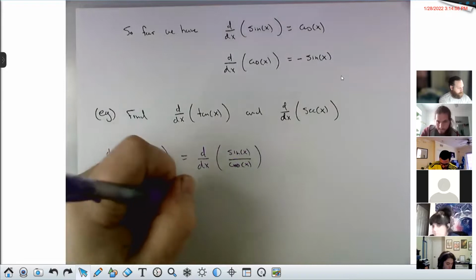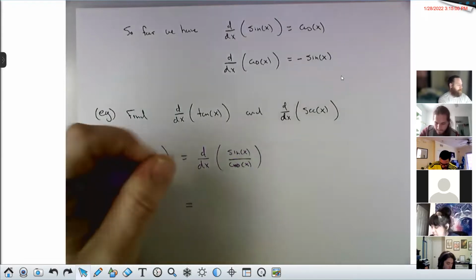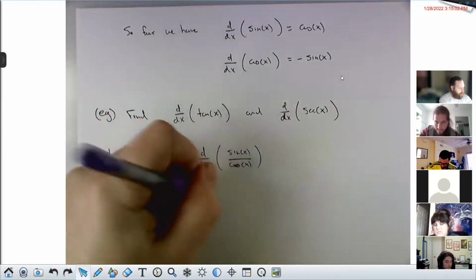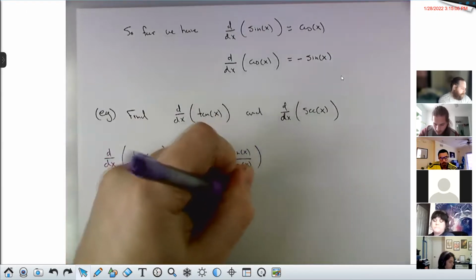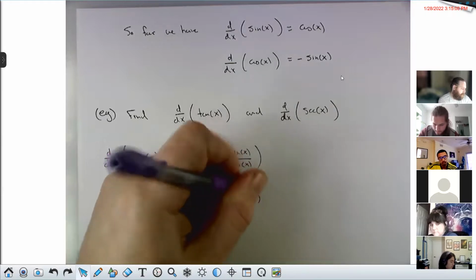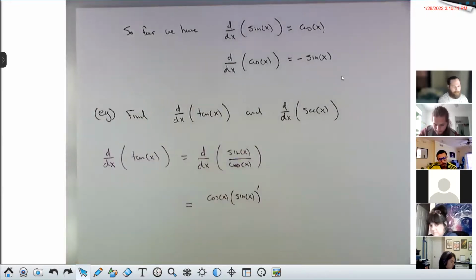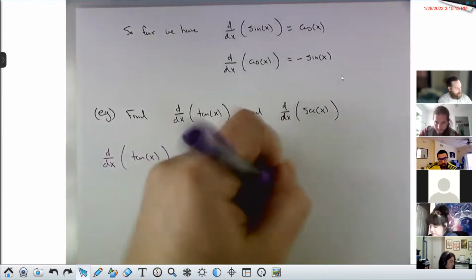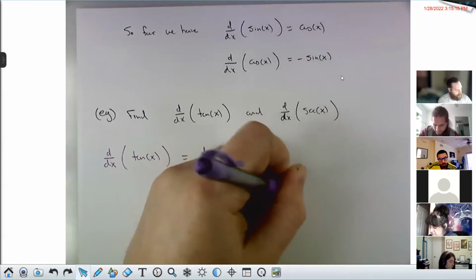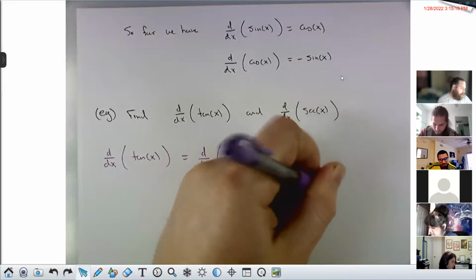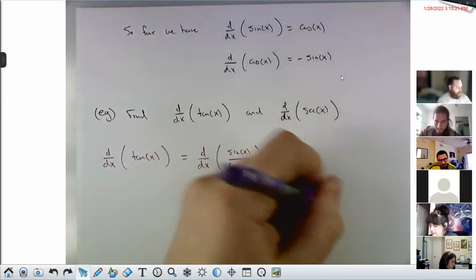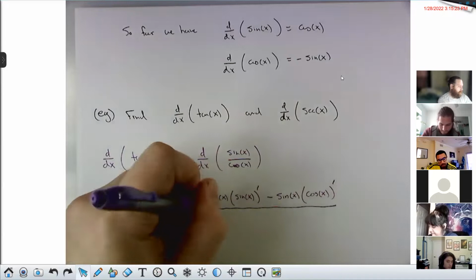Which by the quotient rule, I'm going to write this out in the prime notation, is low d high, cos x times the derivative of sine x, so sine x primed, minus high d low, that's sine x times the derivative of cos x, all divided by the square of the bottom.